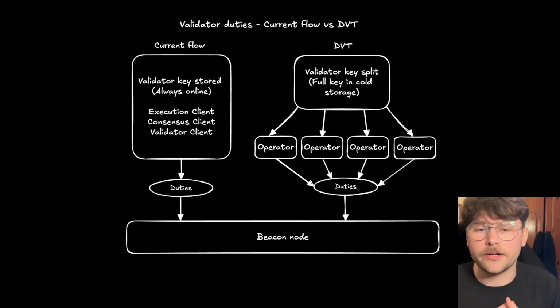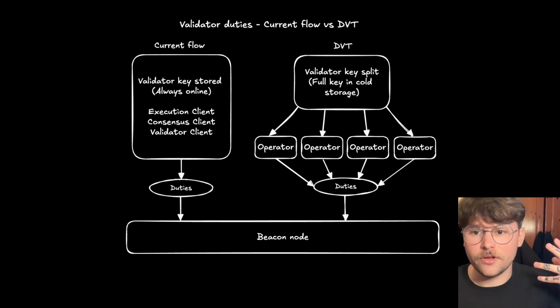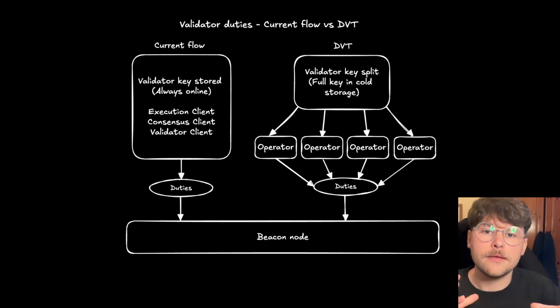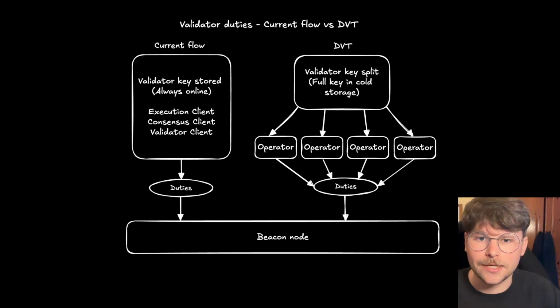So the validator key having to be always online and ready to sign transactions. The fact that we have execution and the consensus client, both all in one node, means if this node goes down, we can get slashed and we can lose some money. DVT is the next step forward in terms of staking to make this a bit better.